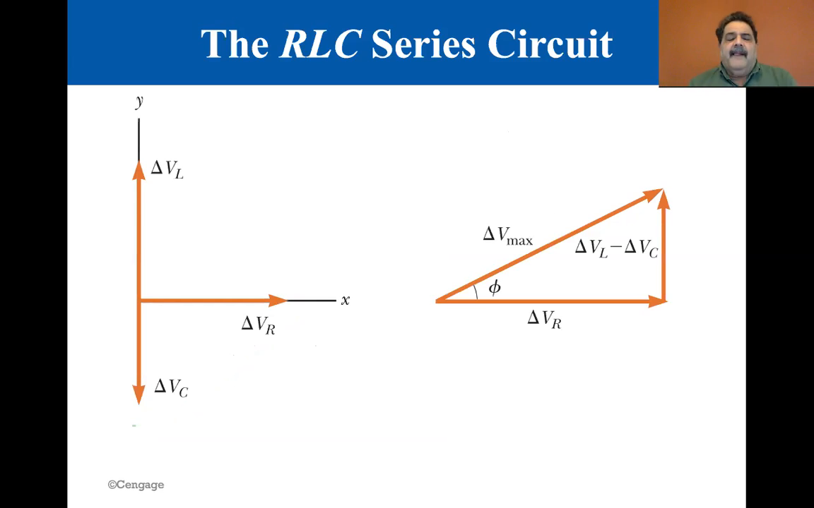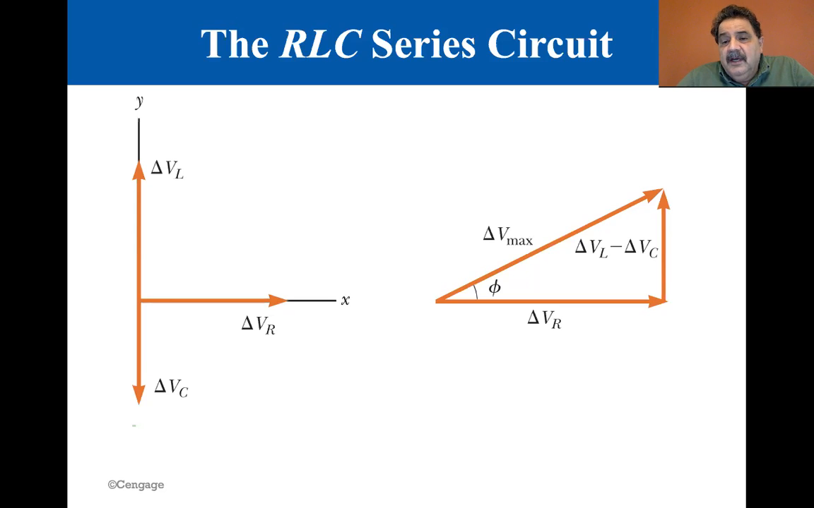These are phasors. What we call the real part is going to be your horizontal, your X, and your delta VL is your positive Y. There's a positive imaginary axis, and delta VC is the negative imaginary axis. And so you add delta VL and delta VC. Of course, since it's negative, you're going to end up with delta VL minus delta VC, and delta VR.